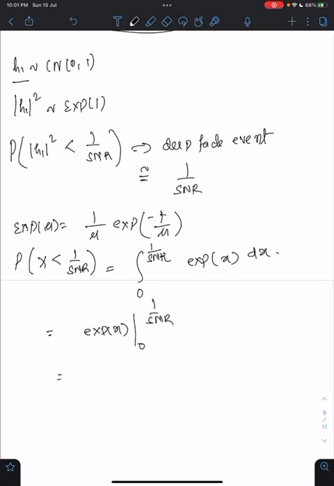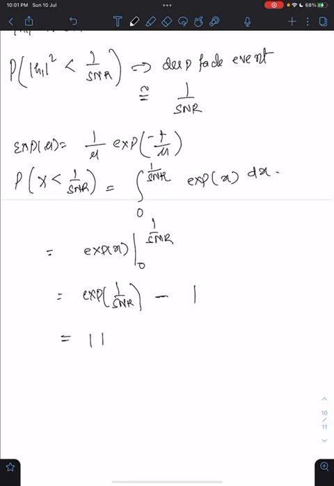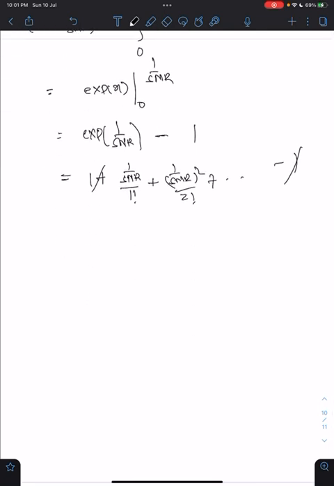So the exponential of minus 1 by SNR minus what? Exponential of 0 is 1. All right. So I'm expanding this: 1 by SNR power 1 factorial plus 1 by SNR whole square by 2 factorial and so on, and the minus 1 cancels. So assuming the SNR is sufficiently high, 1 by SNR is sufficiently low. All right, so we can neglect these higher order terms. So essentially it turns out to be approximately 1 by SNR.